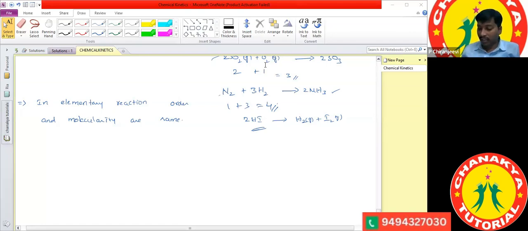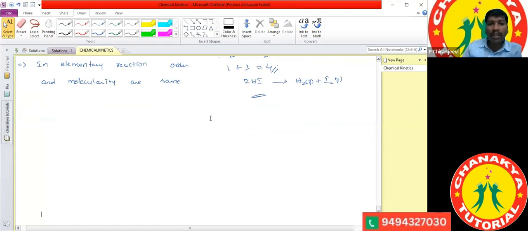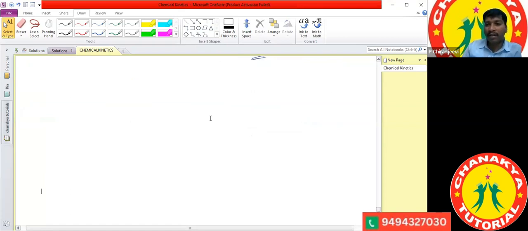Here, it is a calculation based chapter. Now we are going to start some important concepts. What are the important concepts we are going to start here? Integrated equations of zero order reaction, first order reaction, and second order reaction. Okay, in this chapter, it is one of the important concepts. Chemical kinetics is the branch which deals with the study of the reaction mechanism.